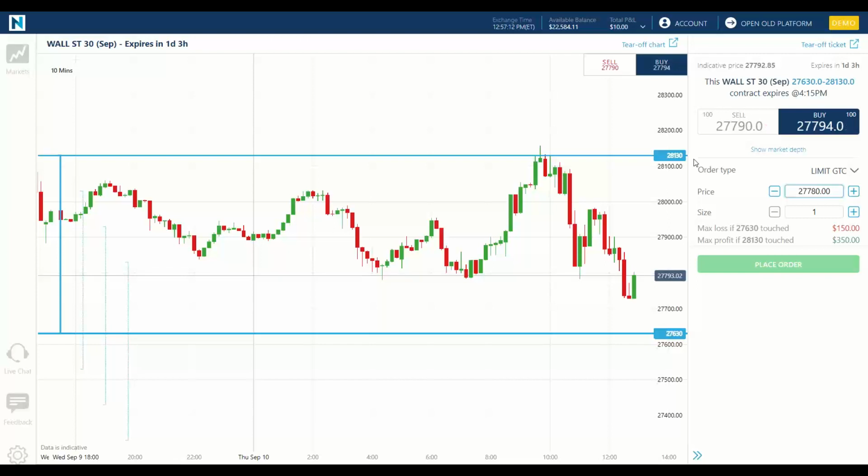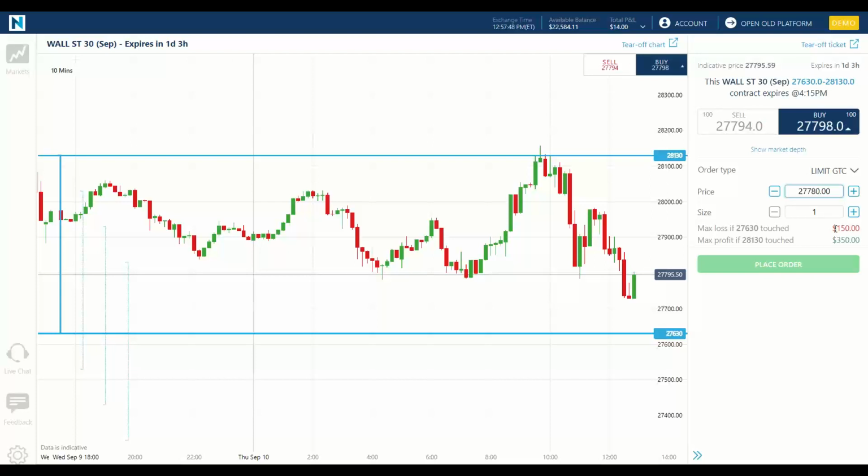Now, this question was asked earlier, and I want to make sure: do I have to wait until expiration to see what happens? And the answer is no. If I were wrong and this thing started going down, I bought it at 27,780, and if it went down to 27,700 and I thought, oops, I was wrong, I could always just sell it and take a partial loss. I don't have to wait for it to get down to 27,630 and lose all 150. I can cut my losses early if I change my mind and decide I was wrong.